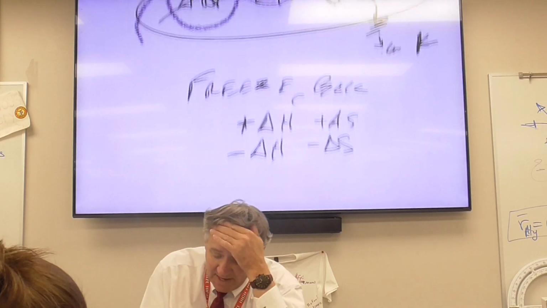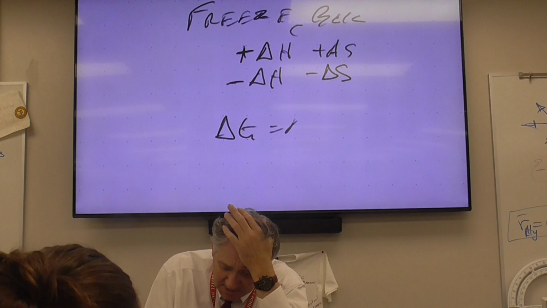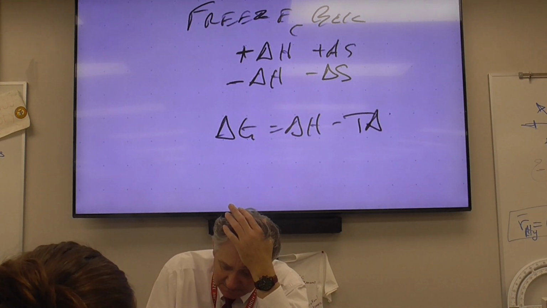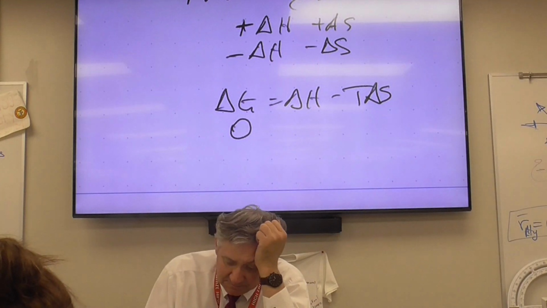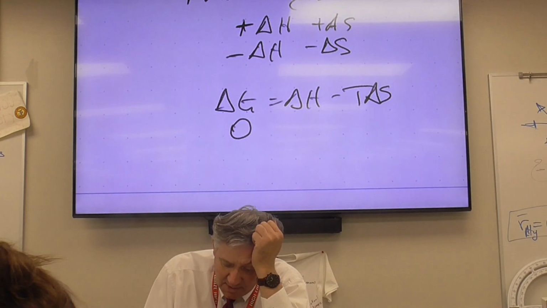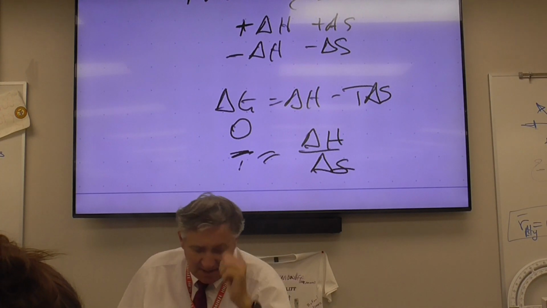And remember, that temperature comes from the idea that delta G equals delta H minus T delta S, and at equilibrium, delta G equals 0. So if you move that over, you get temperature equaling delta H over delta S.